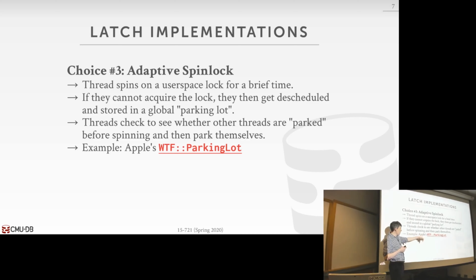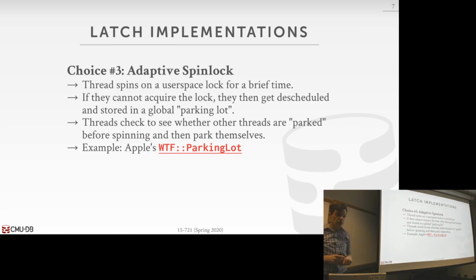Apple has this thing called the WTF parking lot lock or the WTF lock. It stands for something like the WebKit template framework. But if you're not going to use a blind spin lock and you're not going to use an OS blocking mutex, this might be the better way. This supposedly is better to use, although Linus disagrees. This is actually what the Hyper guys are using for Umbra in Germany. And somebody else is using this, but the name escapes me now. There's another data system that has looked into using this as well, and they claim it's much better than the OS blocking mutex.